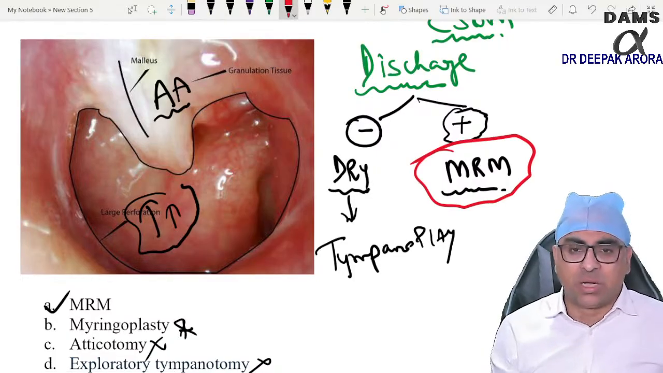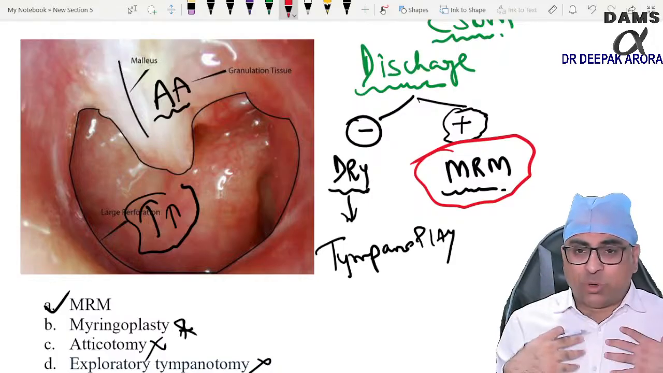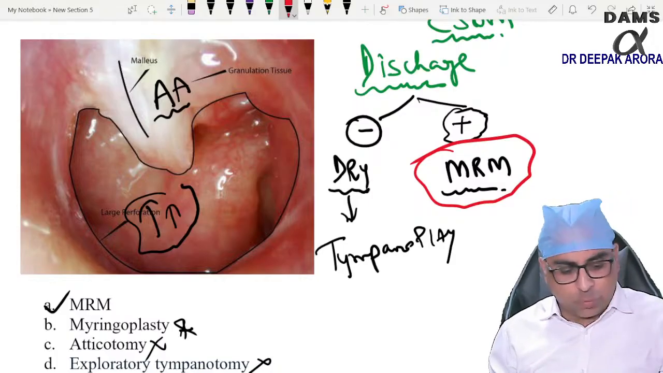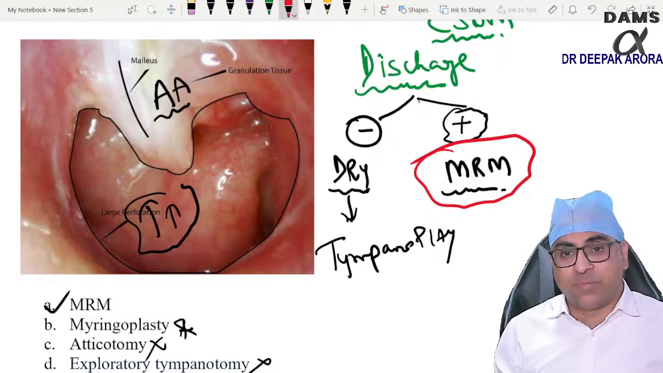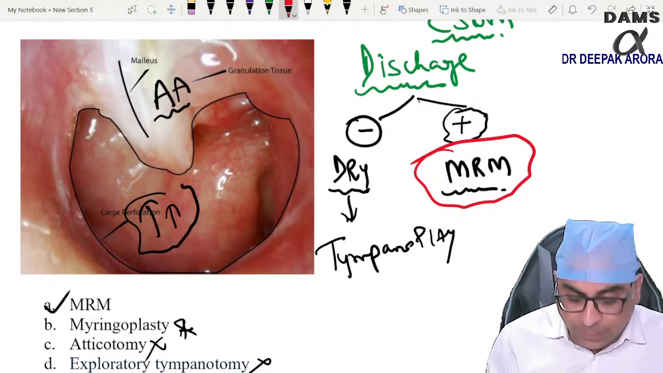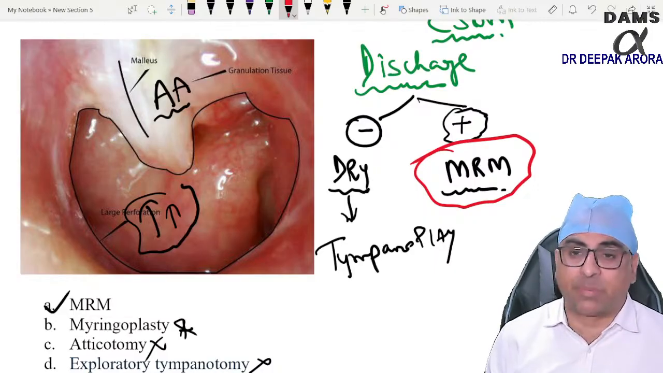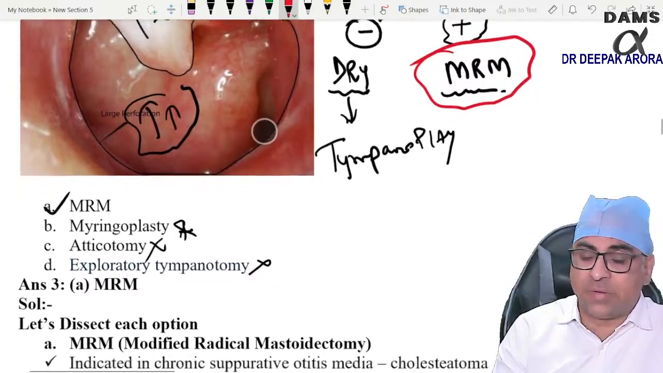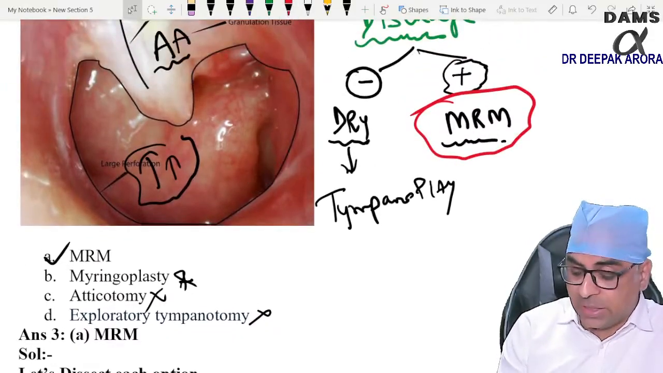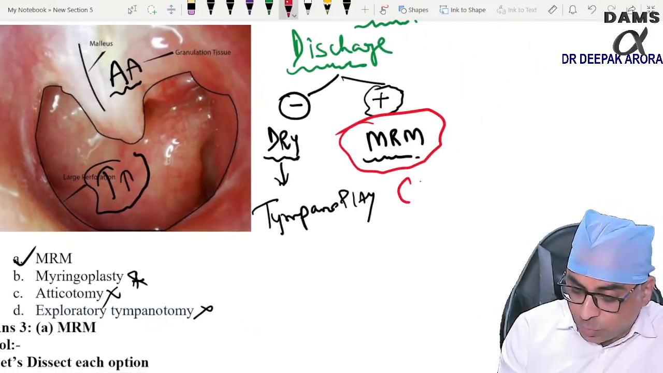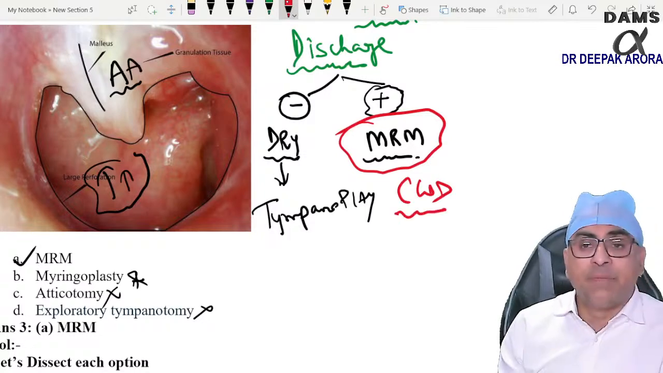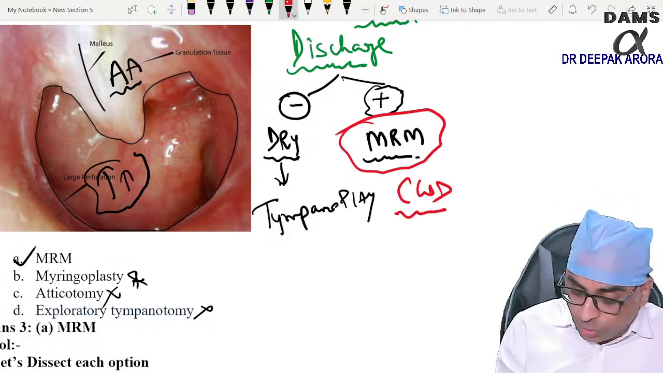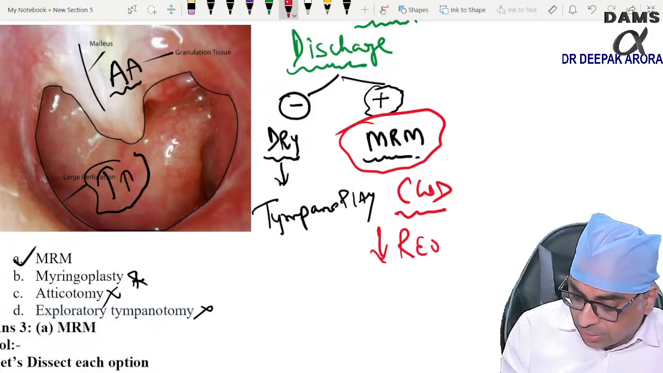But honestly, beta, nobody knows. I'm not confident about the options. What was the option in the exam, which was a typical history? But for the upcoming examination, just remember tympanoplasty will be done if your ear is dry. Is it clear? Done. Modified radical mastoidectomy is a canal wall down procedure, where we are bringing the posterior wall down to reduce the chance of recurrence.